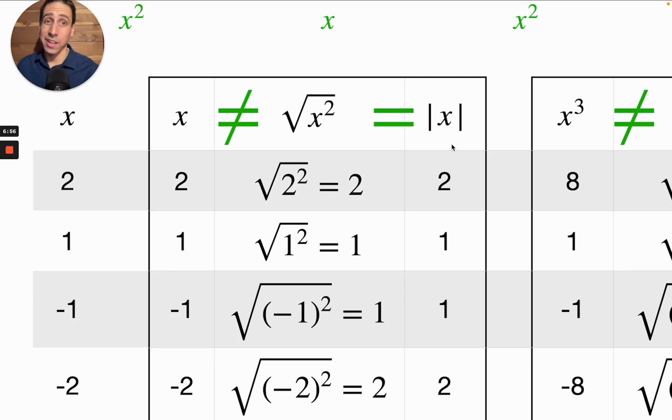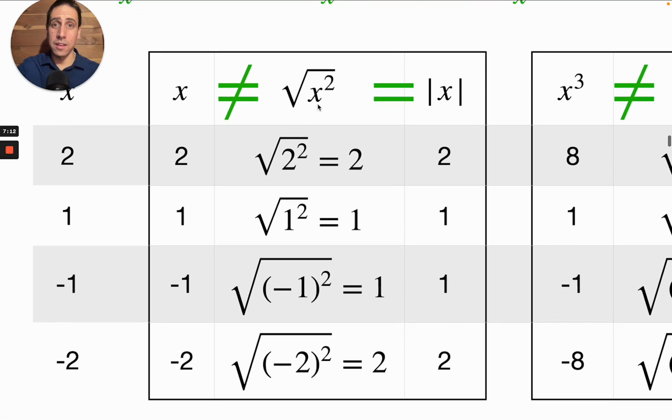That kind of smells like an absolute value. So really, you can't say that the square root of x squared is equal to x. You can't, because anytime you have a negative number, it turns into a positive number. Really, that sounds like absolute value. So what you can do is say that the square root of x squared is equal to the absolute value of x. I wonder if this happens for other powers.